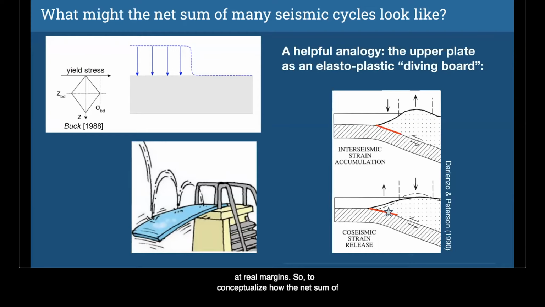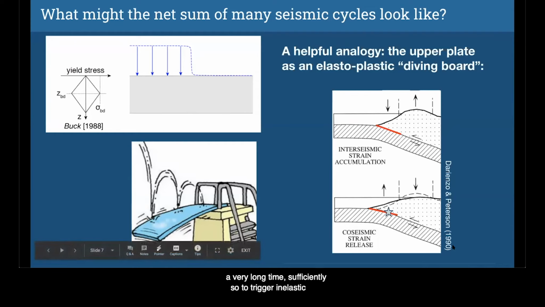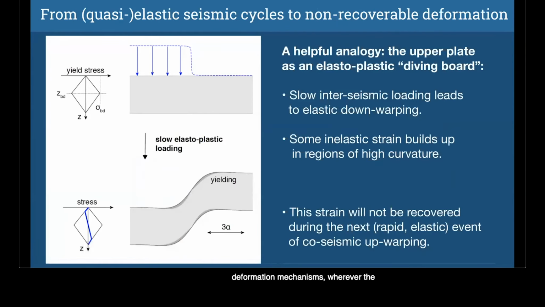So to conceptualize how the net sum of deformation over many seismic cycles might lead to some permanent uplift, we can think of the upper plate as a diving board in a swimming pool. The interseismic phase would be the downwarping induced by a diver standing on the diving board for a very long time, sufficiently so to trigger inelastic deformation mechanisms wherever the curvature of the plate is quite strong.